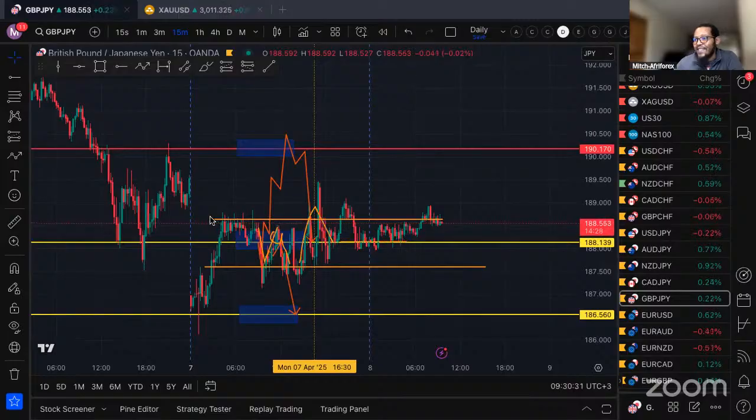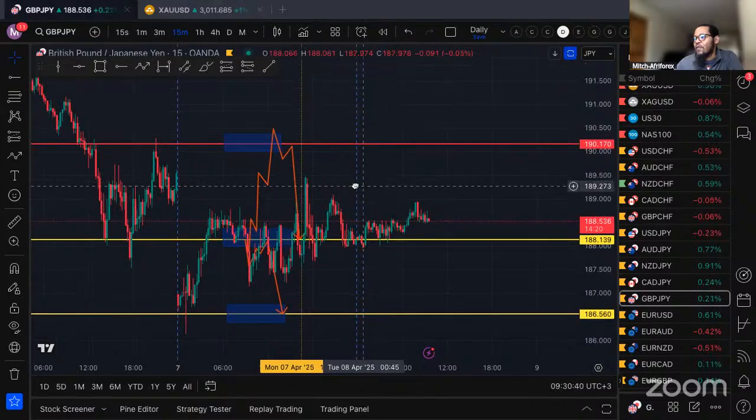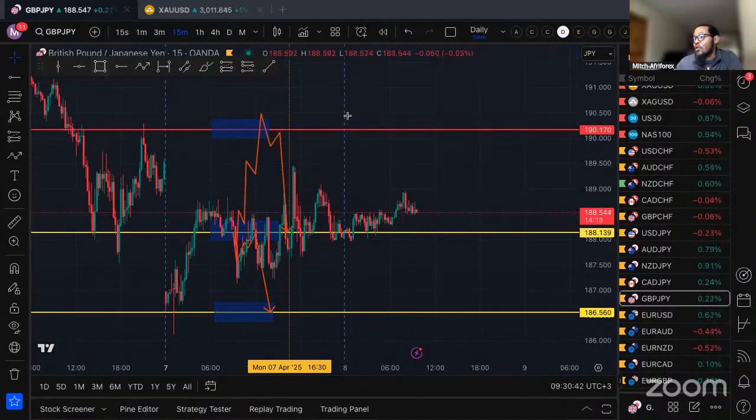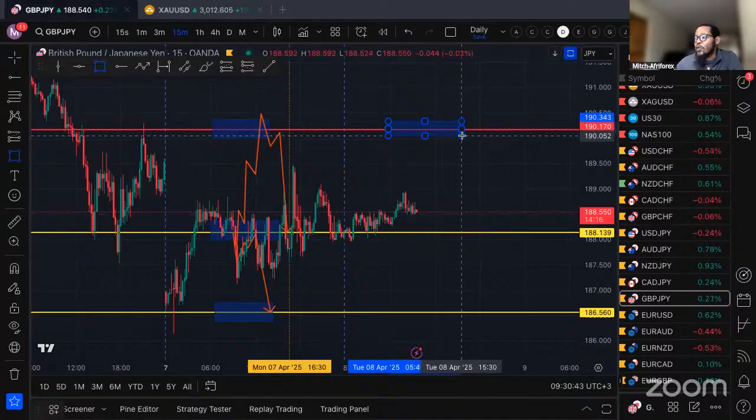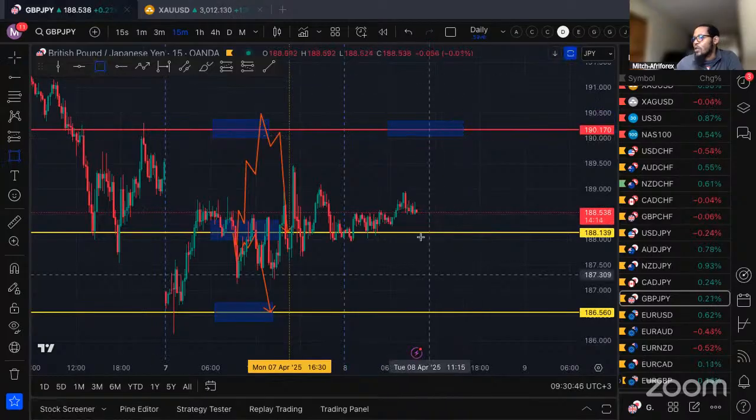But you can clearly see we are still within this small sellers area right there. So overall, our bias is still going to be looking for selling opportunities. The main thing we're going to be waiting for is signs that the big boy sellers are actually going to come back in. So we'll watch out for the buyers area.